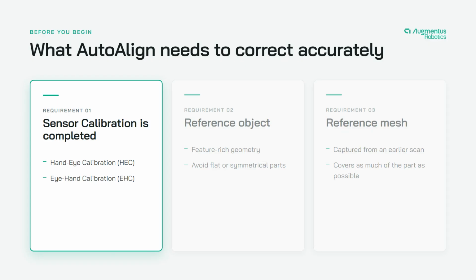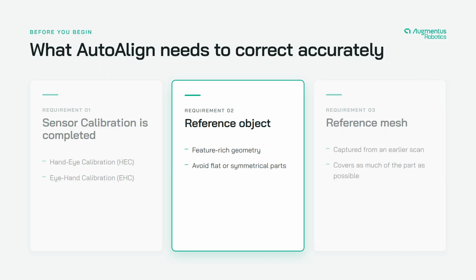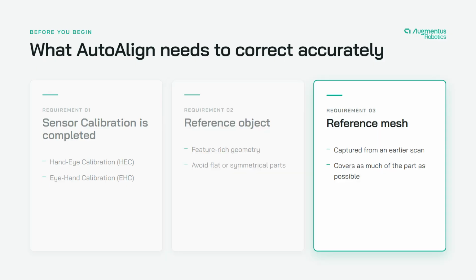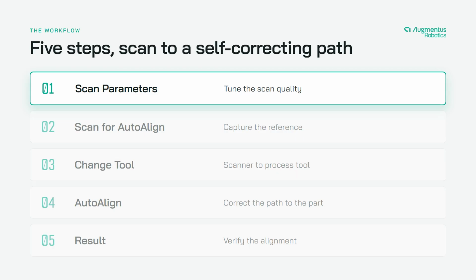Before you begin, 3 things should be in place. First, sensor calibration must be complete, both hand-eye and eye-hand calibration, so the scanner and the robot share one frame of reference. Second, choose a reference object with distinct feature-rich geometry. Flat or symmetrical parts give the registration too little to lock onto. And third, you'll need a reference mesh, captured from an earlier scan that covers as much of the part as possible. The workflow has 5 steps.